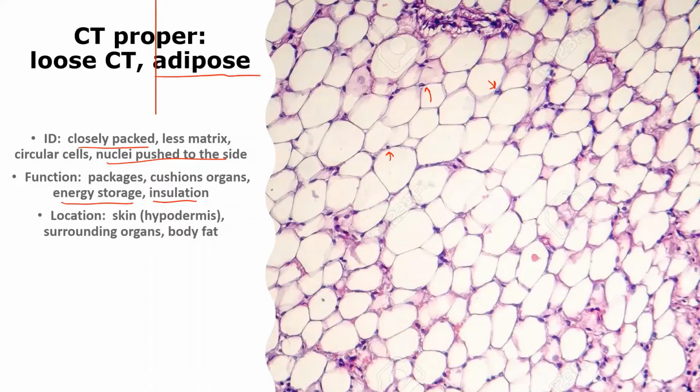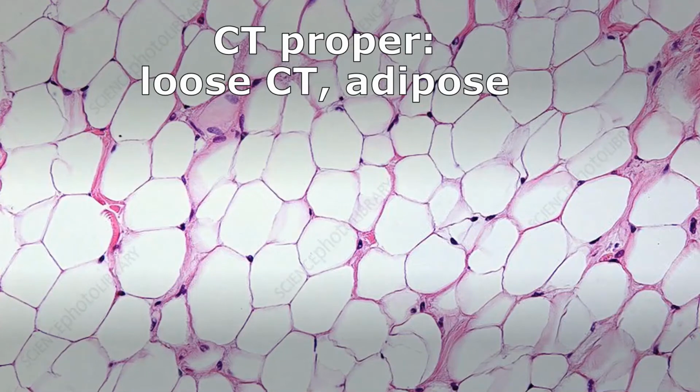Again, hypo referring to underneath, and dermis referring to the skin. Surrounding organs, again, kind of like the bubble wrap idea, but a little different. And all the body fat, when you think of body fat, is adipose tissue. For me, the trick is big white bubbles. The verification is the nuclei shoved over to the side. Big white bubbles. Nuclei shoved over to the side of the cell. Classic adipose tissue. Function: insulation, protection, energy storage.